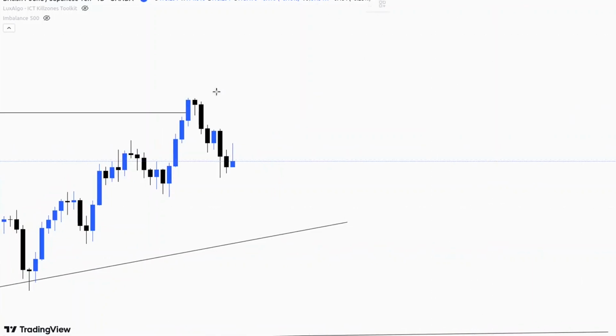We have a fair value gap here. As we can see, price has disrespected this fair value gap here. We still have this fair value gap here, but it's a small fair value gap. I'm not going to take it. I'll prefer this fair value gap here. So let's see what price does.